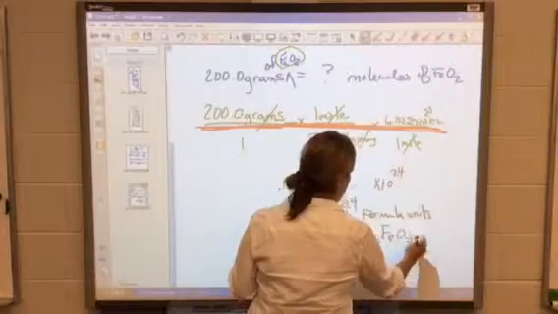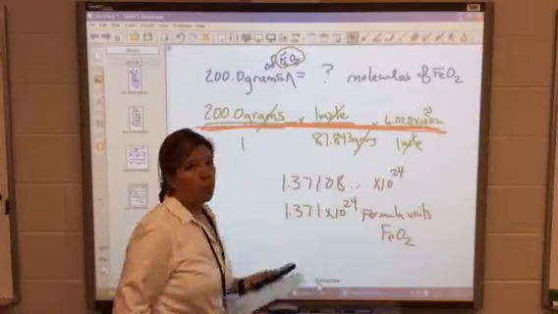of iron(IV) oxide. Hope this helps. Thanks.